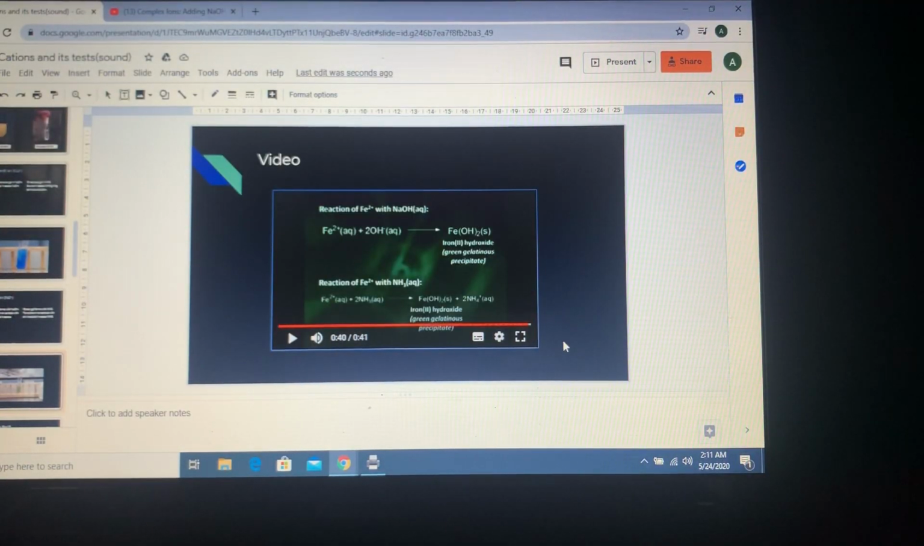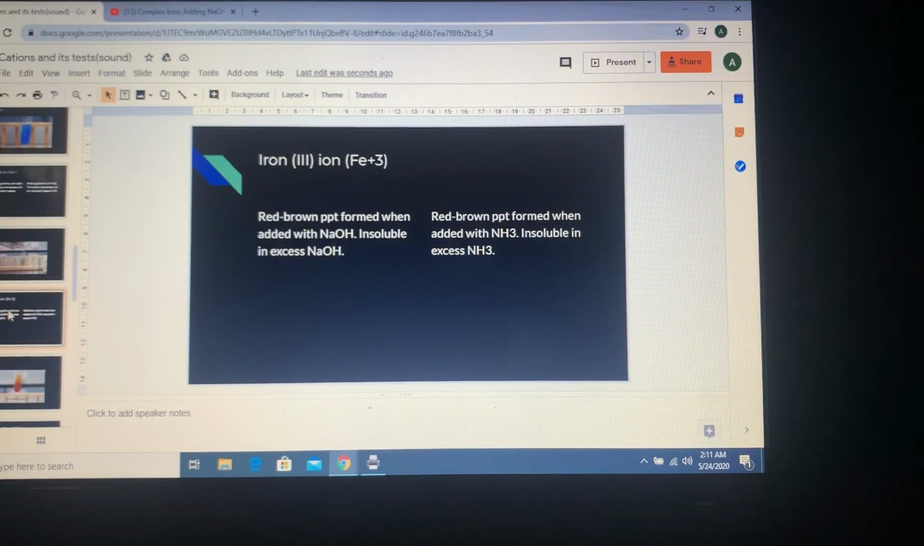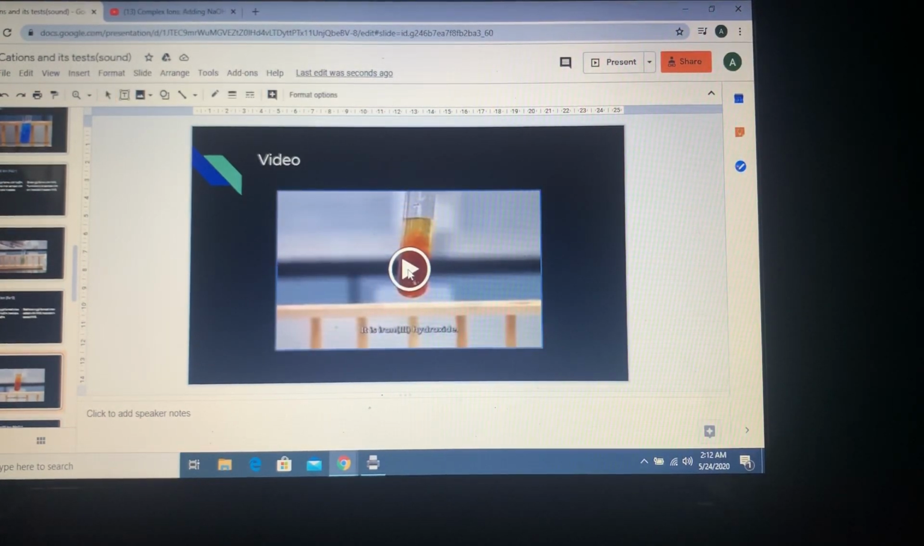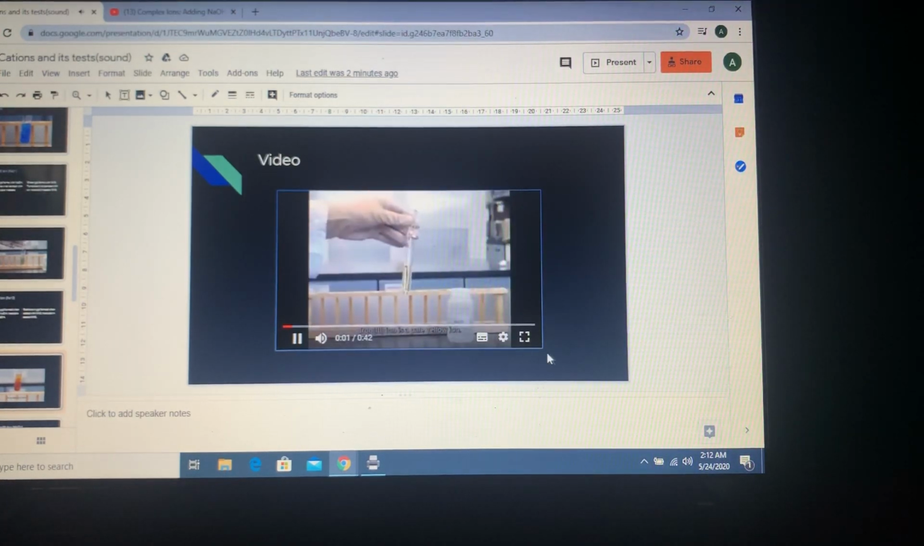So moving on, the next cation will be iron 3 plus. To distinguish between iron Fe2+ and Fe3+ is the colored PPT. When you add the solution containing Fe3+ with aqueous sodium hydroxide, a red-brown PPT will be formed and it will not dissolve with the excess NaOH. A similar result will be seen when added with aqueous ammonia. Red-brown PPT will be formed and will not dissolve when added with excess ammonia. As seen in the video, iron 3 ion is a pale yellow ion.